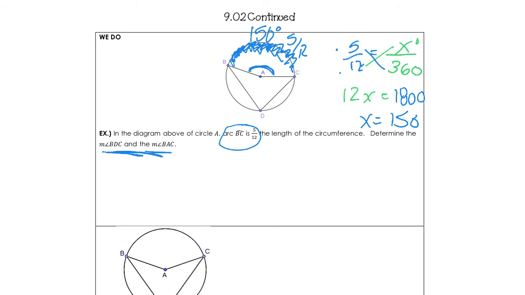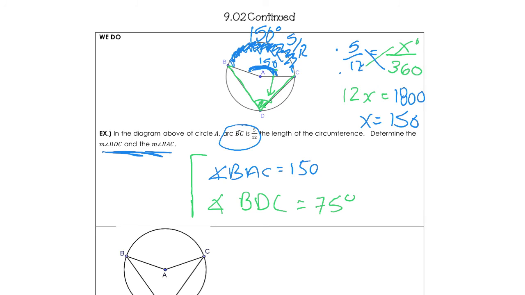5 out of 12 is almost half. 150 is pretty close to 180, which would be half the circle. So angle BAC, that is the central angle, and I know that's equal to the arc, so it's 150. Angle BDC, so B to D to C. So that is the inscribed angle, so it's not equal to 150, it's half, which would be 75. So I just found both of those degrees, but I had to use that proportion for the part out of the whole for the circumference to the degrees out of 360. I just used a proportion.